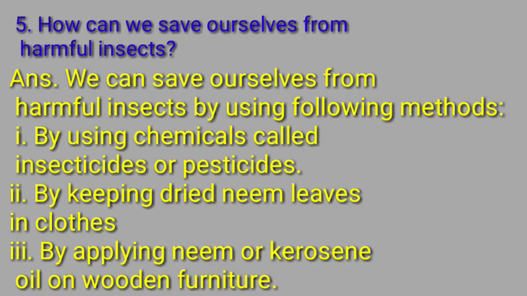Now the next question, and the last question of this chapter, is: fifth, how can we save ourselves from harmful insects? The answer is, we can save ourselves from harmful insects by using the following methods. First, by using chemicals called insecticides or pesticides. Second, by keeping dried neem leaves in clothes. Third, by applying neem or kerosene oil on wooden furniture. I would like to repeat again that after every question and answer you do, please give ending lines.